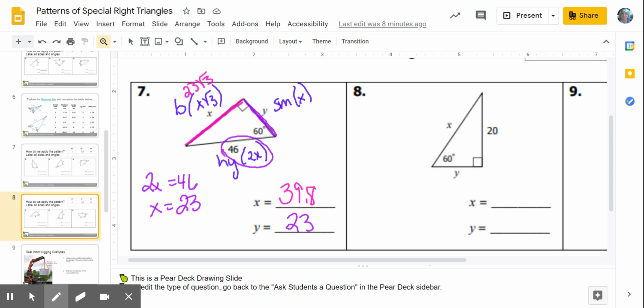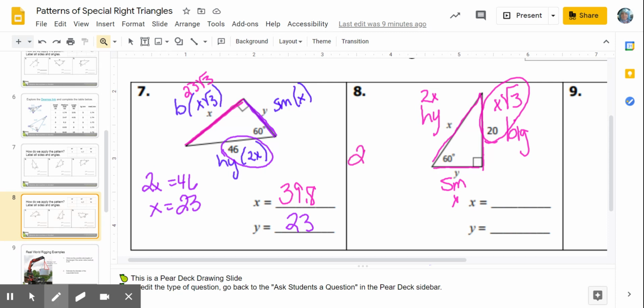Number 8 gets a little crazy, right? So we've got the small side, we've got the hypotenuse, and we've got the big side. We know the small side is half of the hypotenuse, so this is x, this is 2x, and this is x on the square root of 3. This, my friends, is my equation. We haven't done one like that yet.